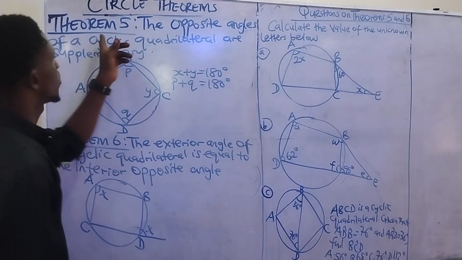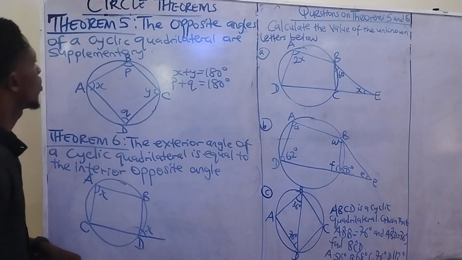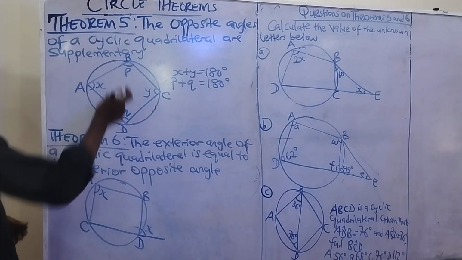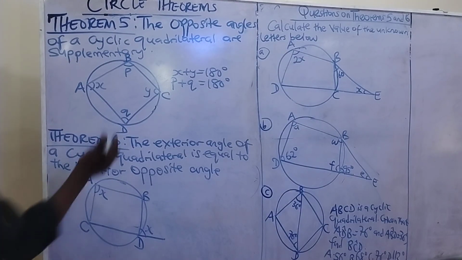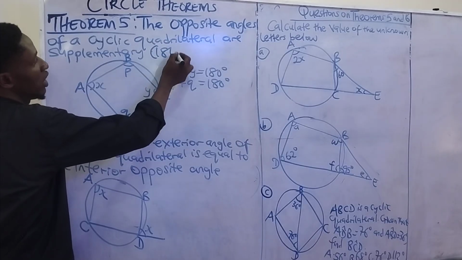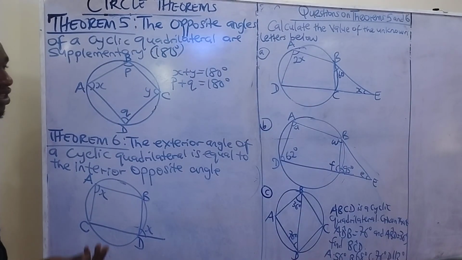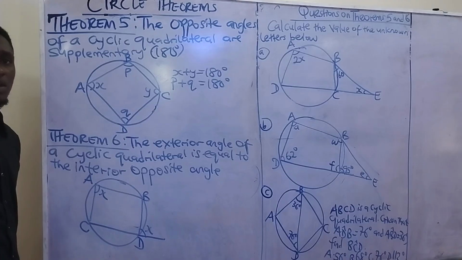Okay, we have theorem 5 here. The opposite angles of a cyclic quadrilateral are supplementary. Supplementary means that it equals 180 degrees. What is a quadrilateral? A quadrilateral is a four-sided polygon.